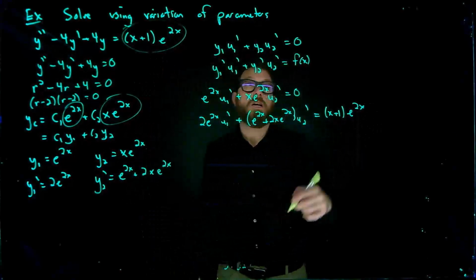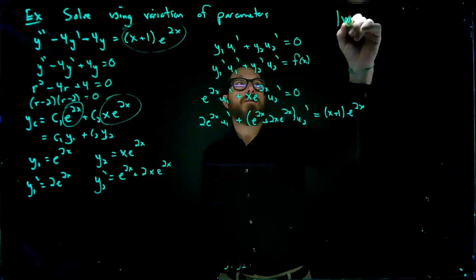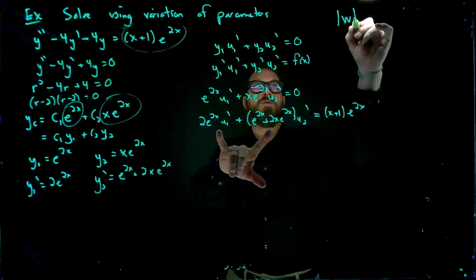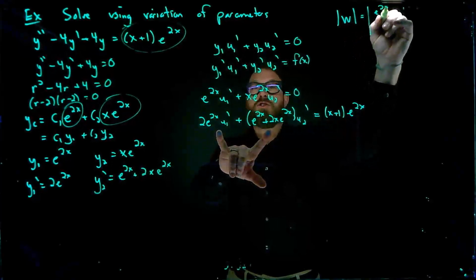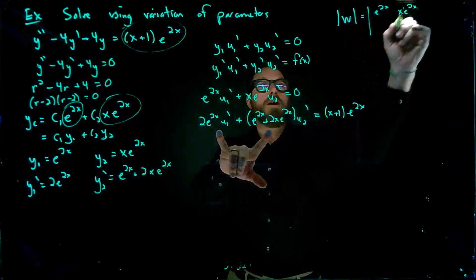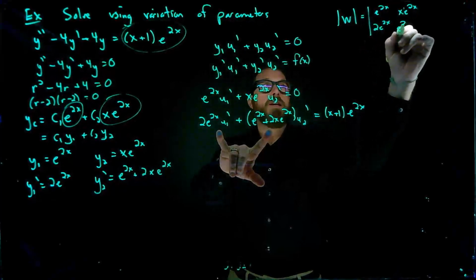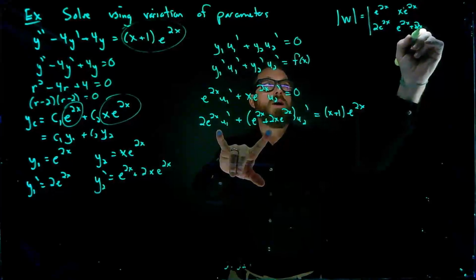Now when we set these things up, we know that the determinant of w is going to be the determinant of this coefficient matrix. So it's going to be e to the 2x, this is x e to the 2x, we're going to have 2e to the 2x, and then this is going to be e to the 2x plus 2x e to the 2x.